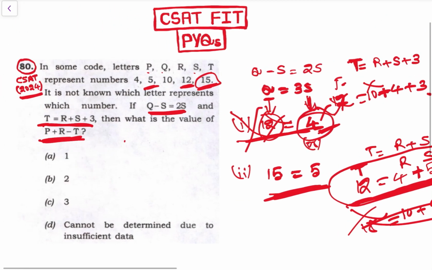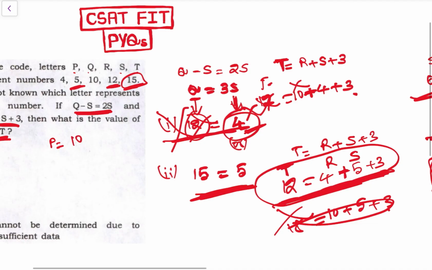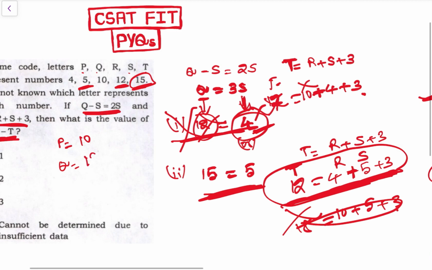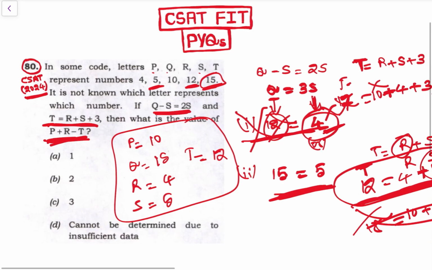We got P as 10, Q as 15, R as 4, S as 5, and T as 12. So now let's put these values in here. P is 10 plus R is 4 minus T, that is 12.